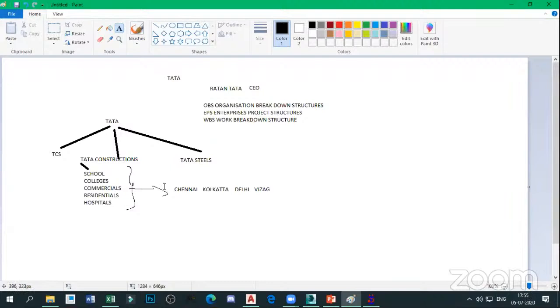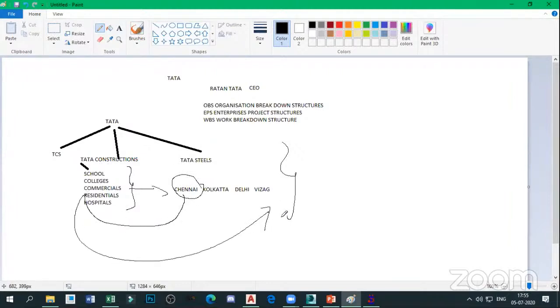We have to sort out now, particularly the Tata company, Tata Construction. They are constructing the school building in Chennai. Now we're talking only about the residential buildings constructed in Chennai, not about the school building, college, commercial building constructed in Kolkata, Delhi, Vizag. These are all the things which come under the enterprise breakdown structure. Particularly in Chennai, we are taking these residential buildings.